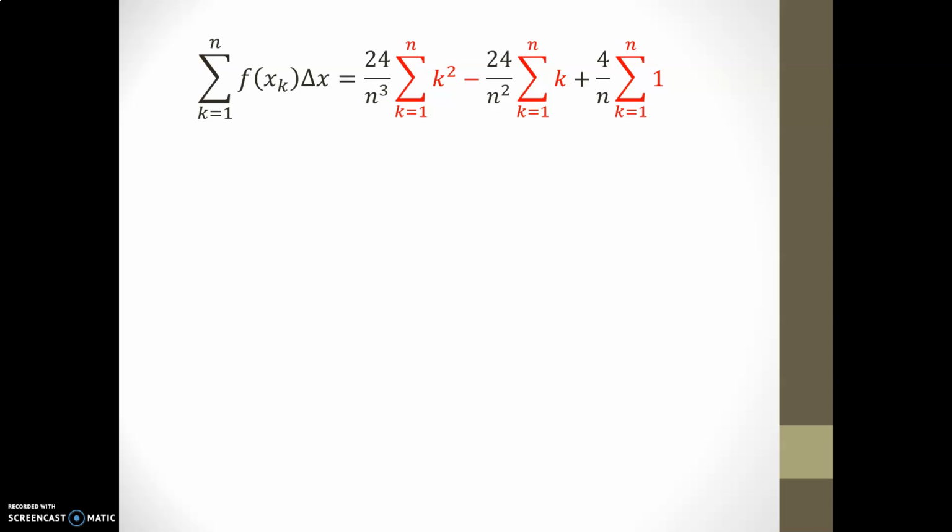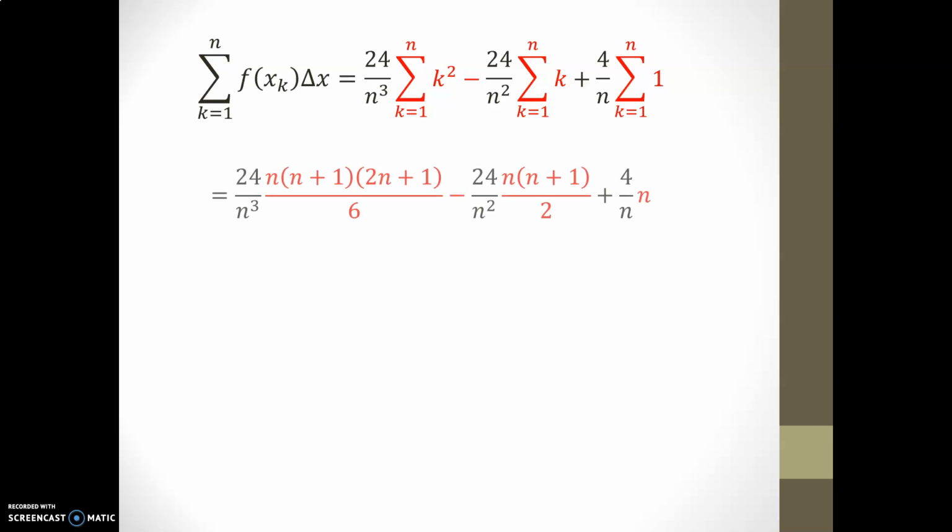Those three sums fall into place when we remember that we have formulas that allow us to calculate the sums of powers of k. The sum of k squares is replaced by the expression n(n+1)(2n+1) over 6. The sum of k is n(n+1) over 2. And if we add a bunch of ones, we'll have a total that is equivalent to how many ones we have, which is actually n of them.